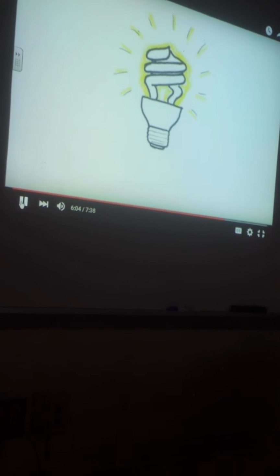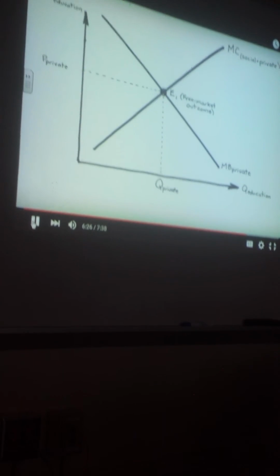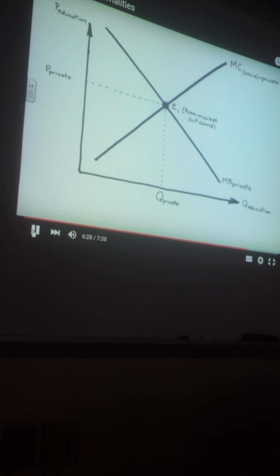All of this is good, except for the fact that in a free market, education will be underproduced. This is true of any positive externality. Why? Because the private decision maker doesn't see the full benefit of education that society sees, so not as much education is produced. For the consumer of education, there's a certain private benefit. I'll assume private cost and social cost are going to be the same.